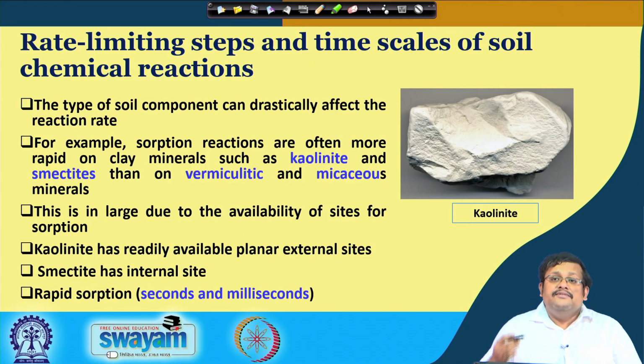We know that variation in the different types of soil clay colloids also shows different reaction rates. For example, kaolinite and smectite can produce higher reaction rates than vermiculitic and micaceous soil. The reason is, in kaolinite the external surface area is more, whereas in smectite, for example montmorillonite, the internal surface area is high. So, these surface areas are available for reactions. As a result, the sorption mechanisms occur very rapidly on these surfaces, taking seconds to milliseconds to occur.